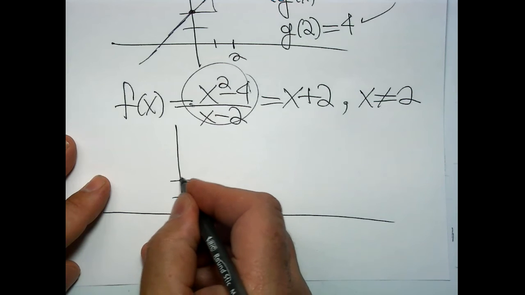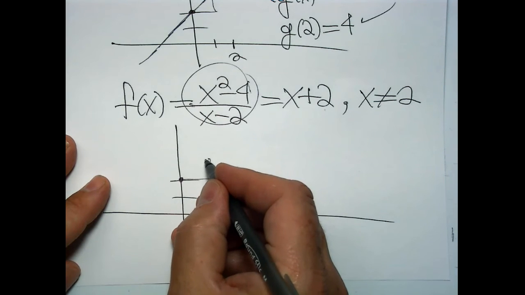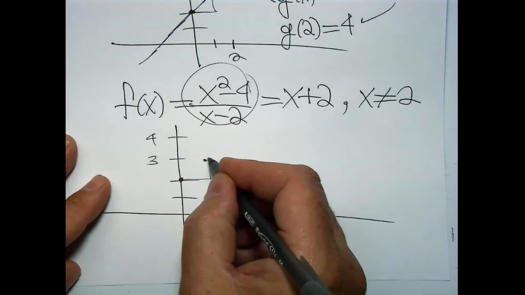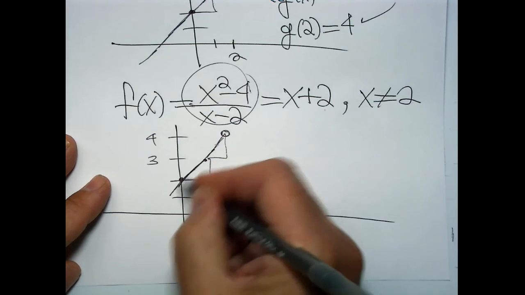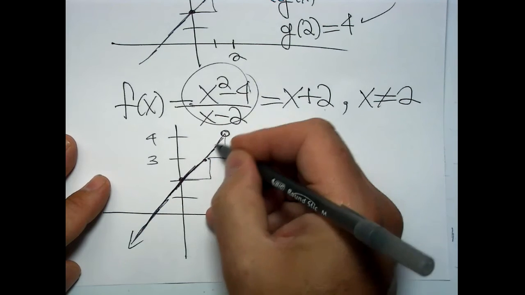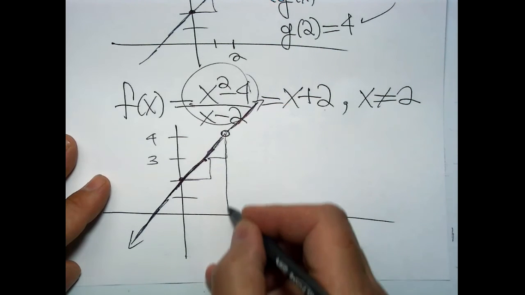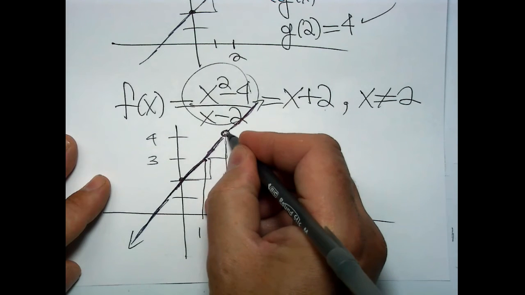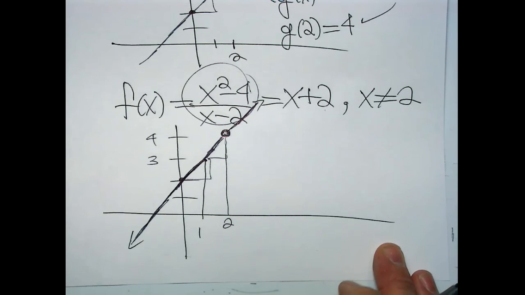It is a line with a y-intercept of 2, with a rise over run of 1. We'll put that point there at 3. Another rise over run, but there's an open circle right there. So if we connect the dots with a line, the line keeps going, but right here at x equals 2, you're supposed to have a discontinuity, and there it is. There is a break in the original curve.